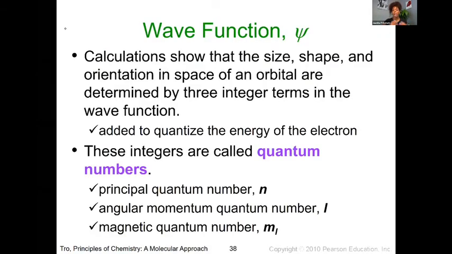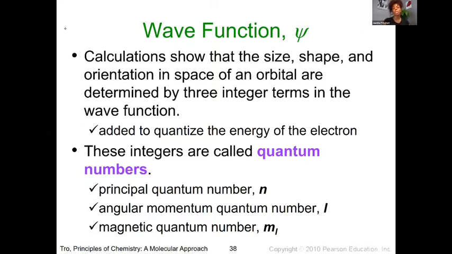There have been a lot of calculations done that help us to understand the size, the shape, and the orientation in space of any orbital that we're going to be looking at. It's really based on identifying these three integer terms that are found within this wave function. These three terms are what we call our quantum numbers associated with the positioning of an orbital. There are three main quantum numbers that we're responsible for, and in chapter 8, we're going to learn about a fourth one that's going to help us to predict and understand where every electron in any atom is located.